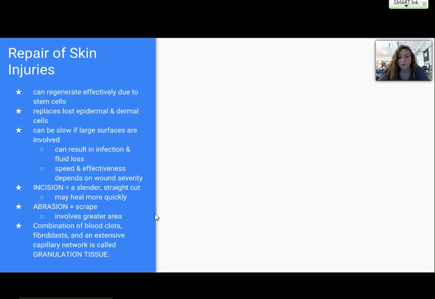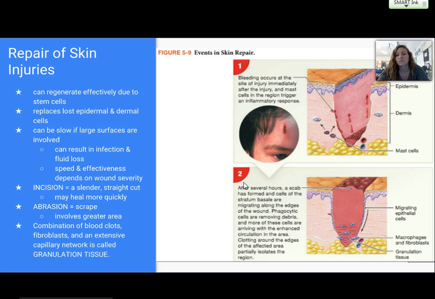Basically, a combination of blood clots, fibroblasts, and an extensive capillary network is called the granulation tissue, and this is occurring during certain phases of skin repair. So the first part of skin repair is where we have bleeding at the site immediately, and mast cells in the region trigger an inflammatory response. Two, after several hours, a scab is going to form.